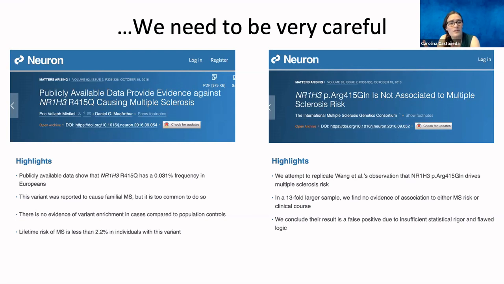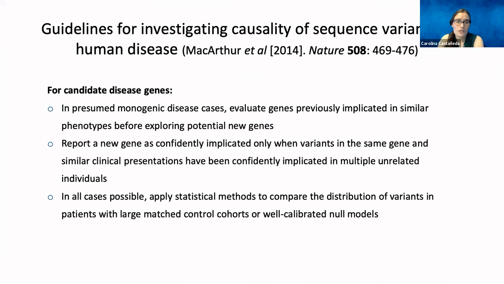So both of these papers helped us conclude that the result of the first paper is a false positive due to insufficient statistical rigor and flawed logic. And this is with the use of a bigger cohort or with the use of publicly available data on how these variants behaved in the population. So continuing on the guidelines for investigating causality, if you have a gene that you can say, well, this gene is really associated to the disease, then be sure to, if it's a presumed monogenic disease, evaluate the genes previously implicated in similar phenotypes before exploring potential new genes. Also, report a new gene as confidently implicated only when variants in the same gene and similar clinical presentations have been confidently implicated in multiple unrelated individuals.